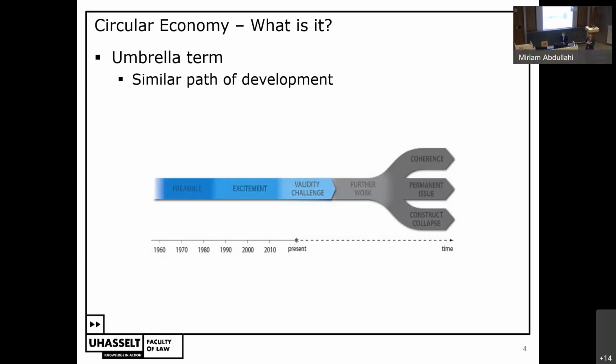Of course, you want to avoid the concept from collapsing, because I'm writing a PhD on circular economy, and if the concept would collapse, my PhD would not have any value at all. So a lot of work to be done. Many others suggest that we are now in the validity challenge period. I think that they're right, but we're progressing towards the further work stage, I would say.